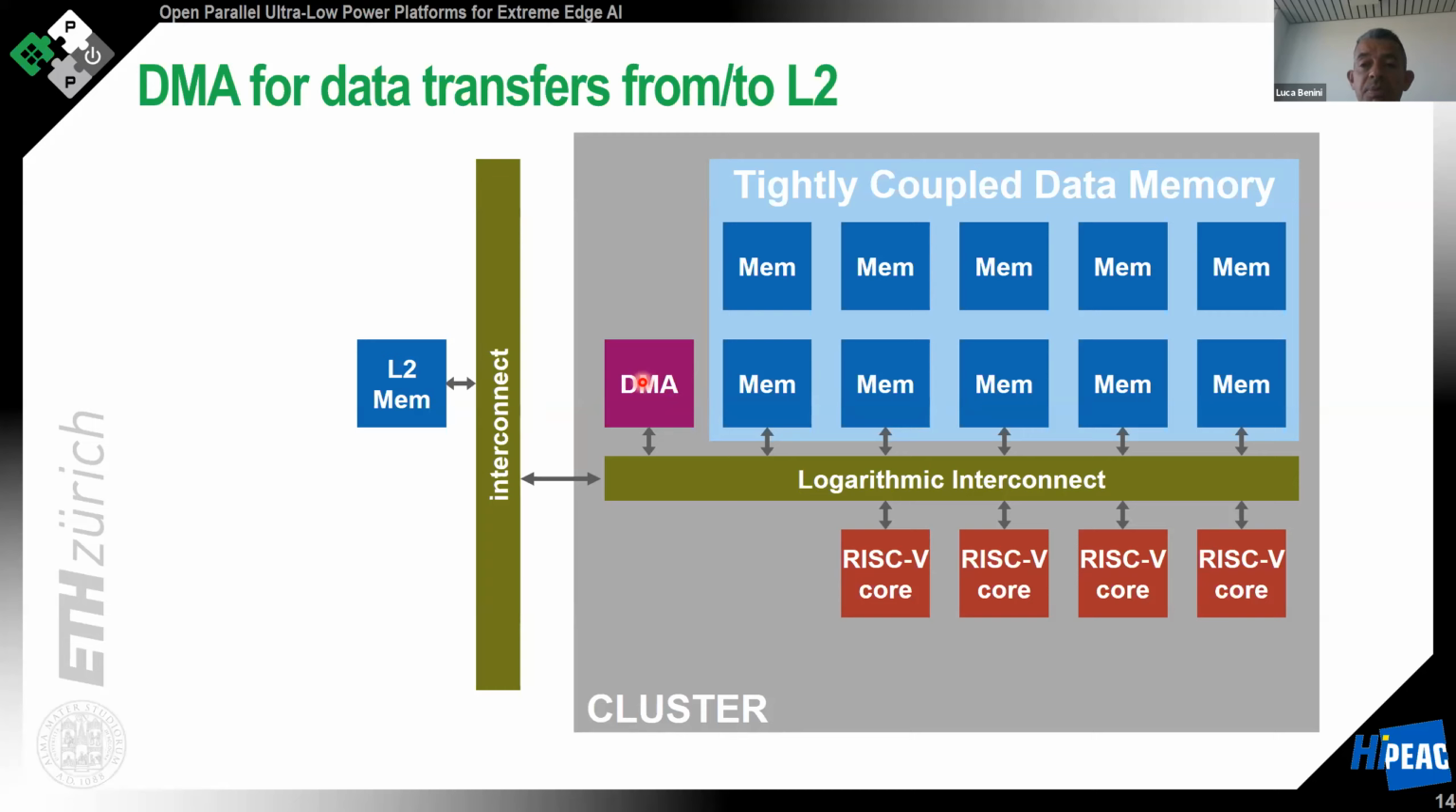So the copy engine looks like a master on the interconnect. So it also accesses the interconnect as a master like the processors, and its goal is to take the data from outside and actually copy it inside through the logarithmic interconnect so that the cores can work.